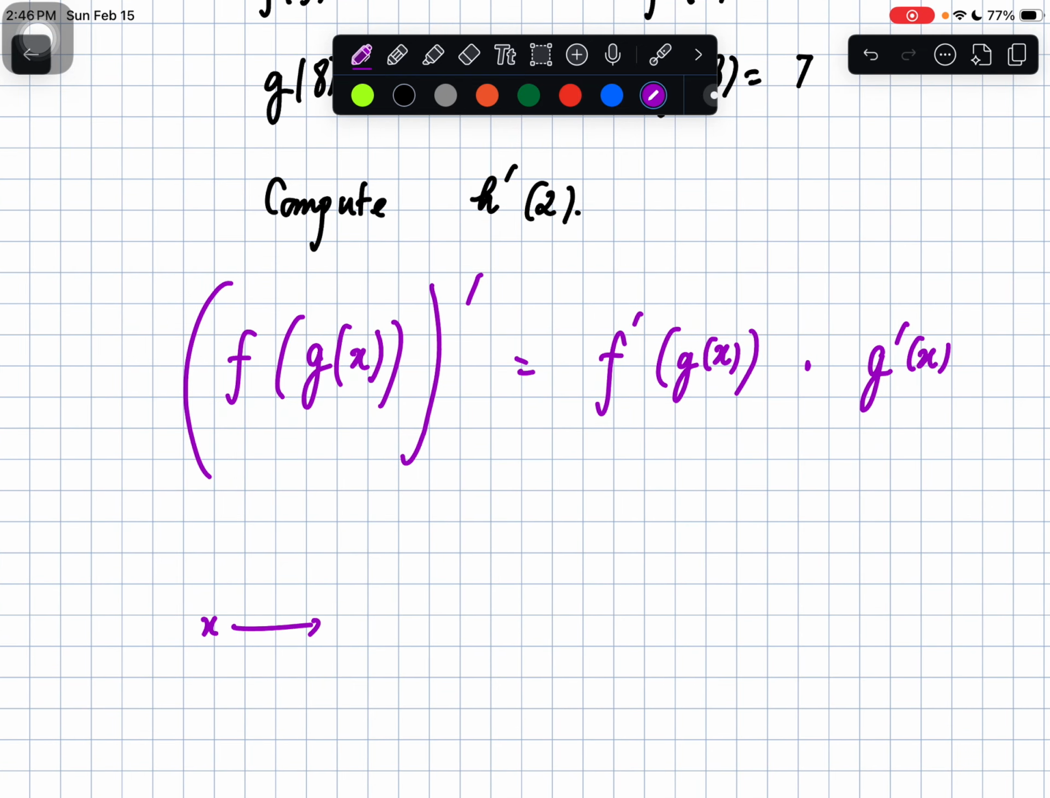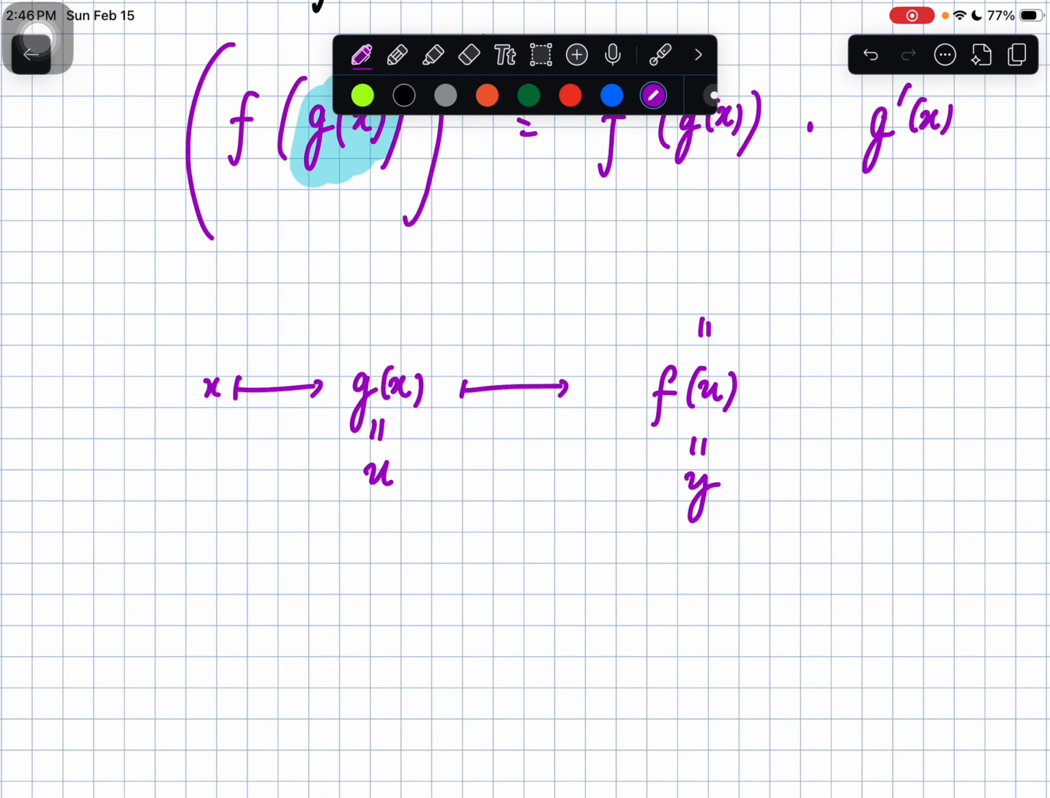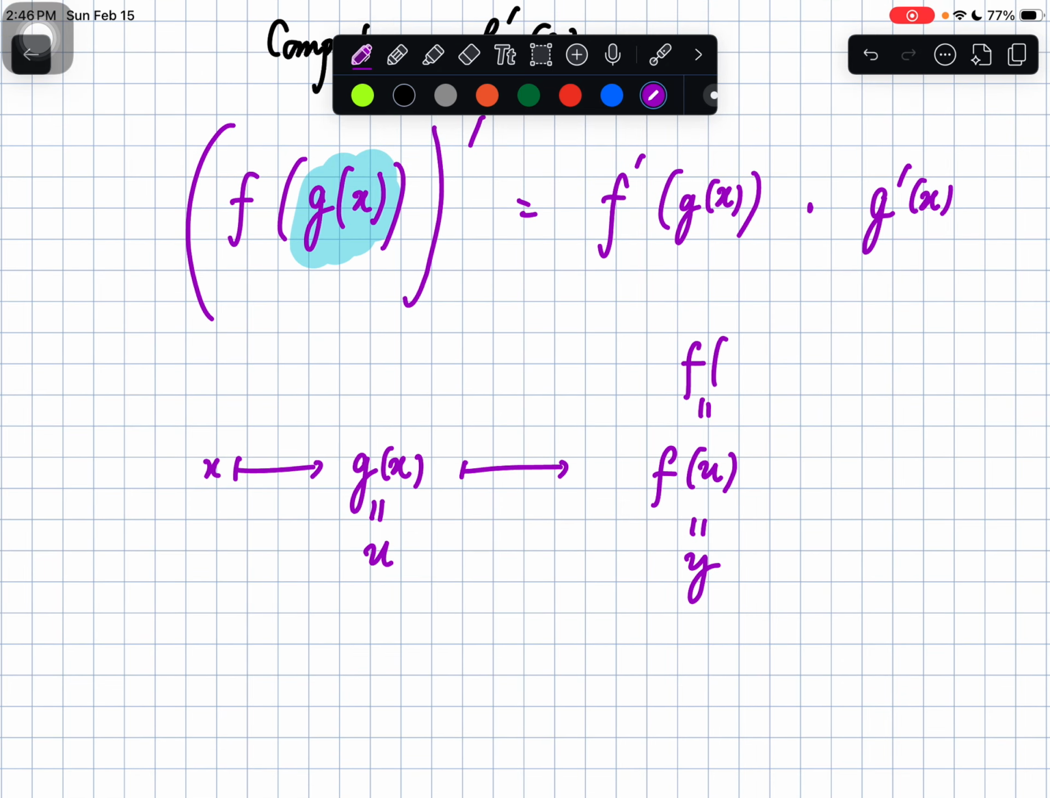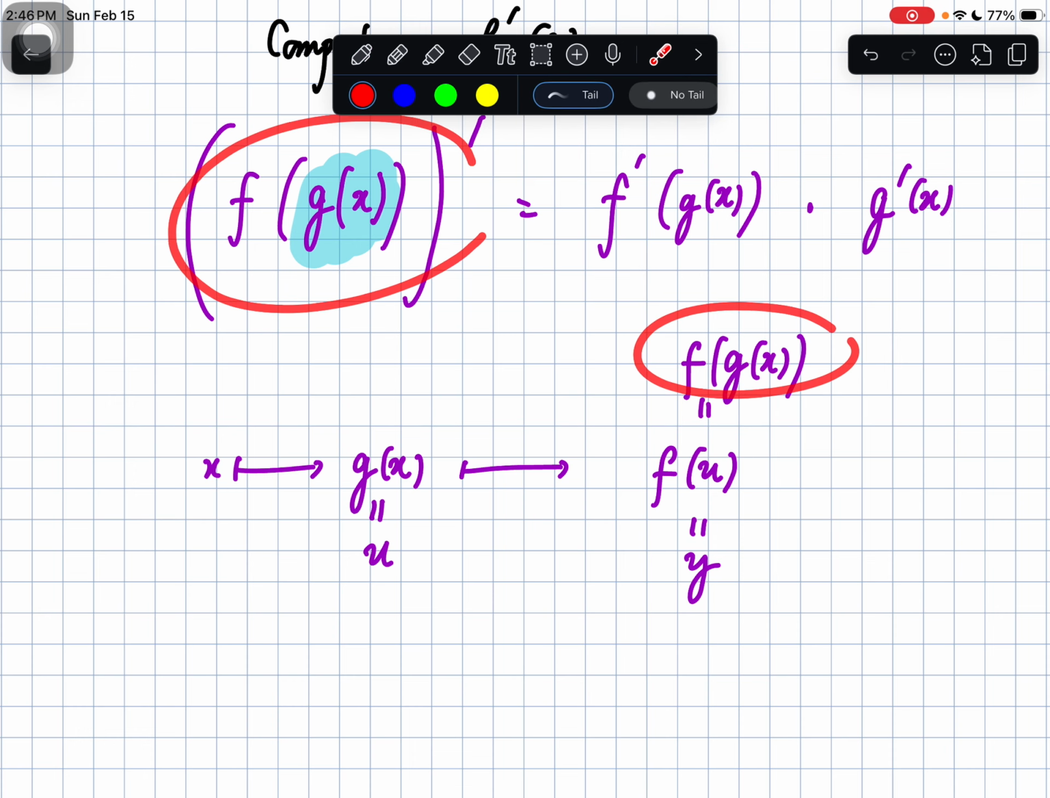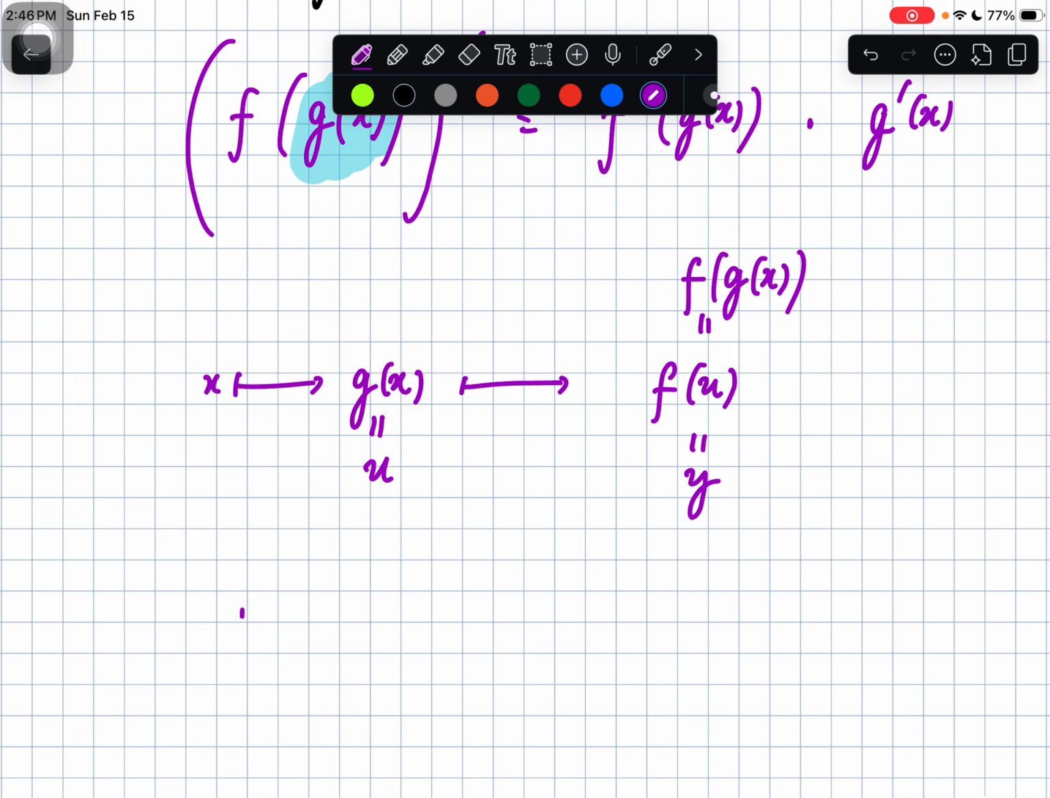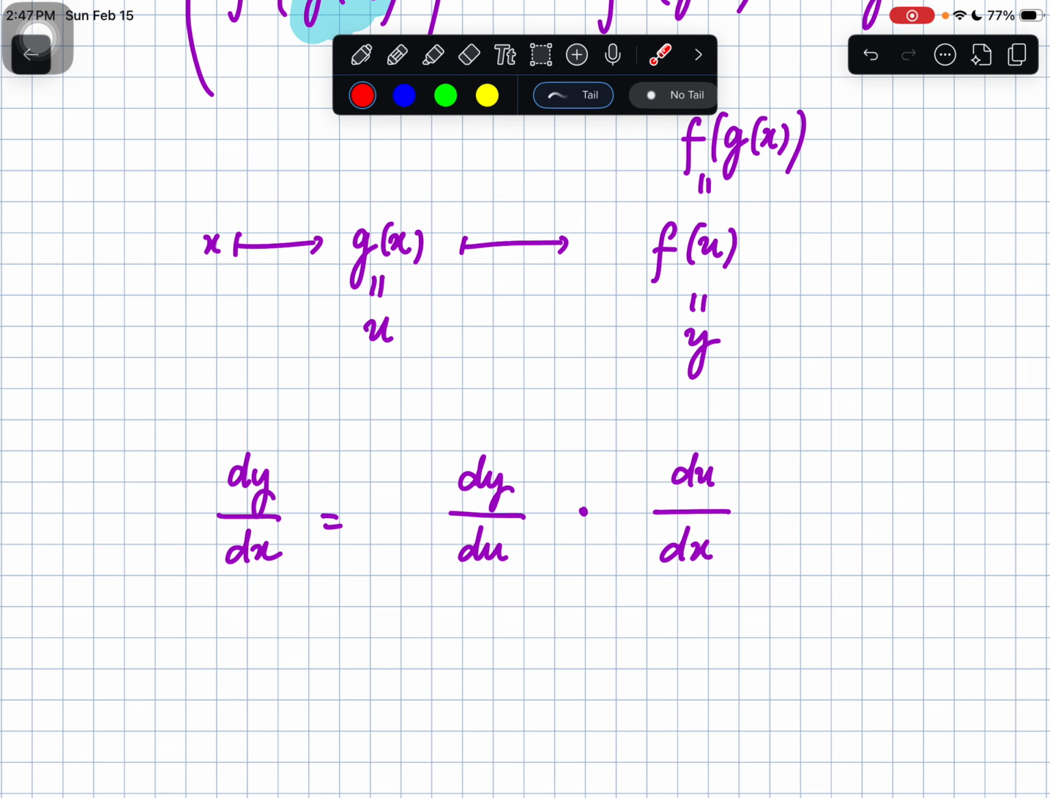x maps to g(x). So you compute what is inside first, and then you set g(x) equal to u, which maps to f(u). Let's call it y. So y is f(u), which is f(g(x)). The derivative of that corresponds to dy/dx, which is dy/du times du/dx. dy/du is f'(u).